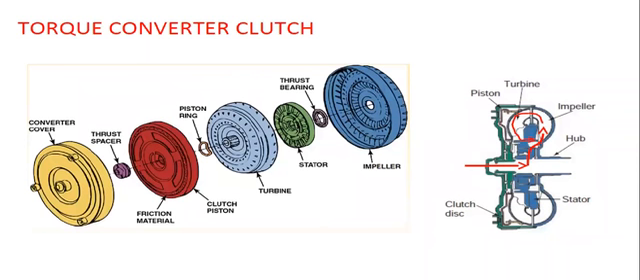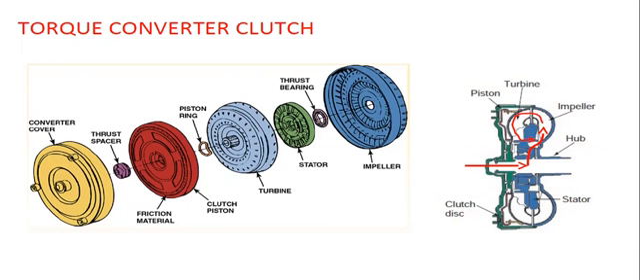Next comes the torque converter clutch. The main function of the TCC is lockup. It eliminates the 10% slip that takes place between the impeller and the turbine at the coupling stage. The engagement of a clutch between the impeller and the turbine assembly greatly improves fuel economy and reduces operational heat and engine speed.